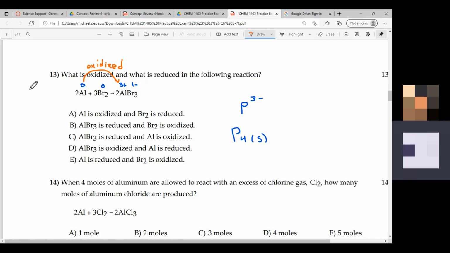Can you say that again so I can write it down in my notes? Can you explain this in a way that I can write it down? If you lose negatives, yeah. Oxidation is an increase in charge. Reduction is a decrease in charge.